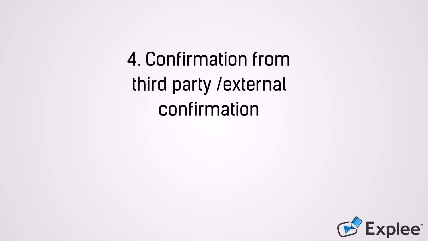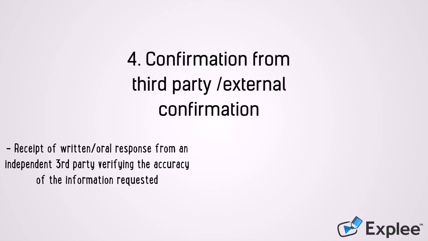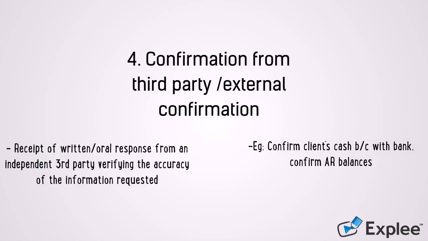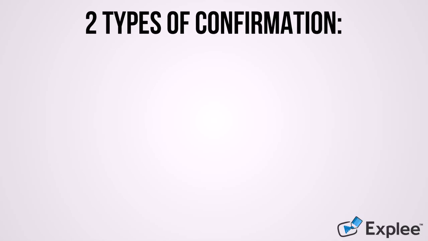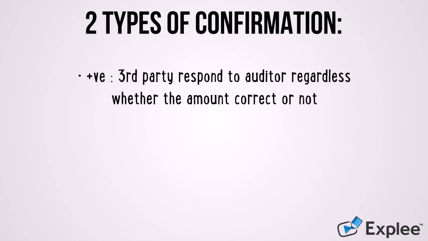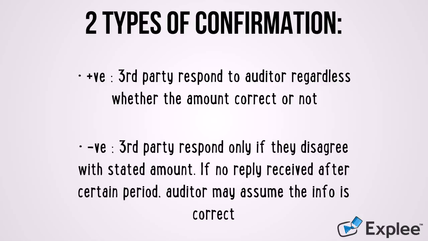Confirmation from a third party, or external confirmation. Receipt of a written or oral response from an independent third party verifying the accuracy of the information requested. For example, confirm the client's cash balance with the bank, or confirm accounts receivable balances. There are two types of confirmation. Positive confirmation: the third party responds to the auditor regardless of whether the amount is correct or not. Negative confirmation: the third party responds only if they disagree with the stated amount. If no reply is received after a certain period, the auditor may assume the information is correct.